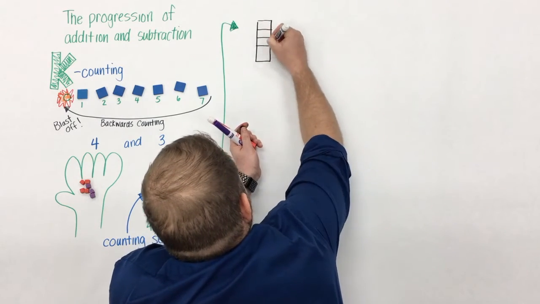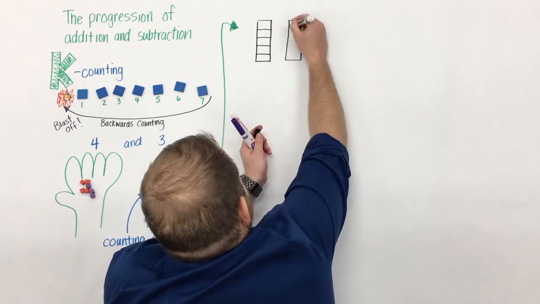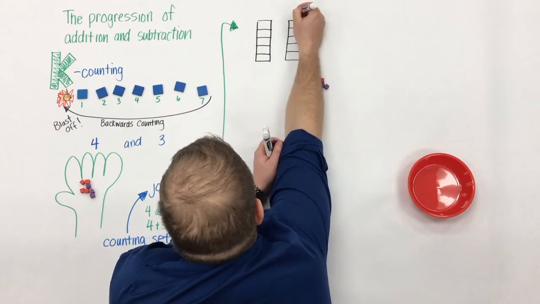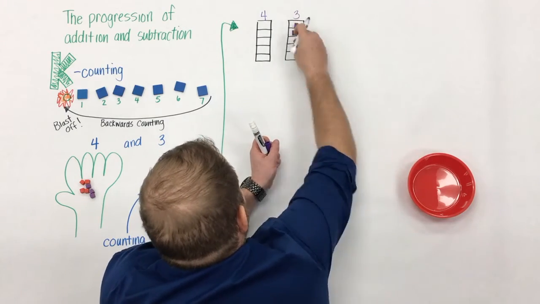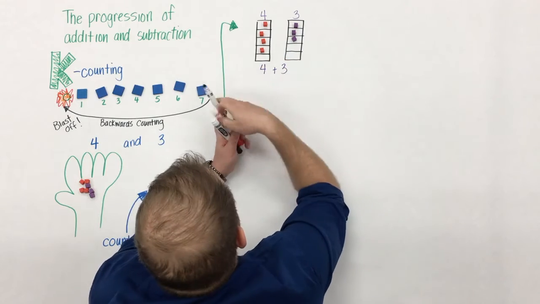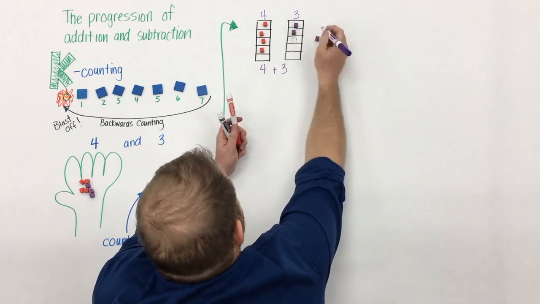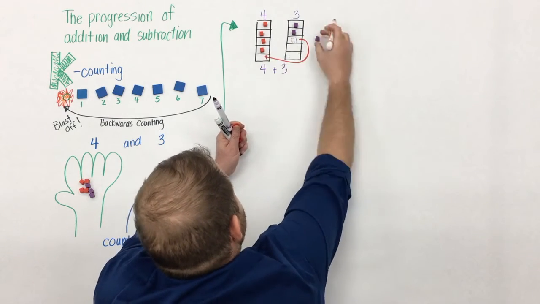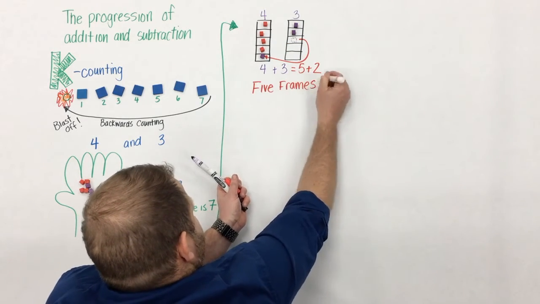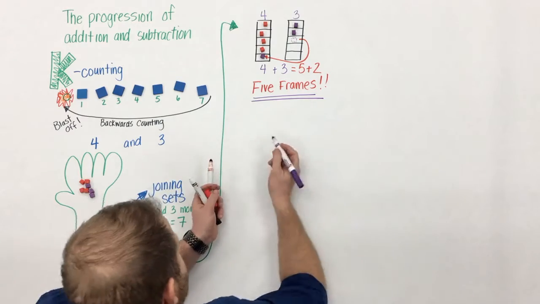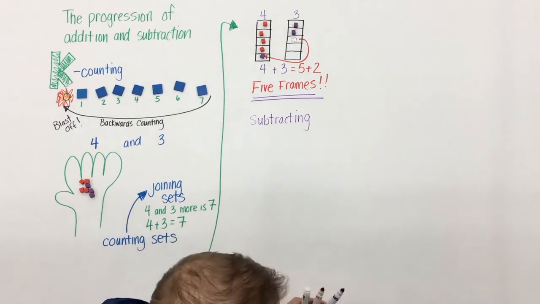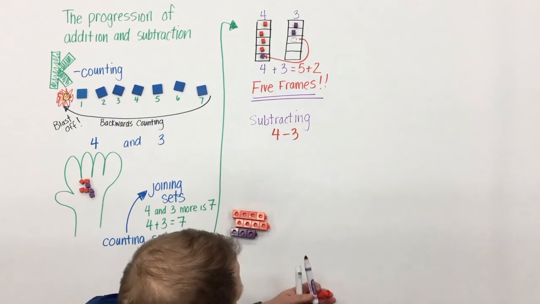As students begin to work on this idea of joining sets, we introduce 5 frames. And to be honest, I don't know if they get enough play in the early grades. So we'll have 4 and 3, and students begin to build an understanding of 5 frames and filling up a 5 frame. Students can see that 4 plus 3 is the same as 5 plus 2. And this understanding will build with students when they begin to use 10 frames later on.